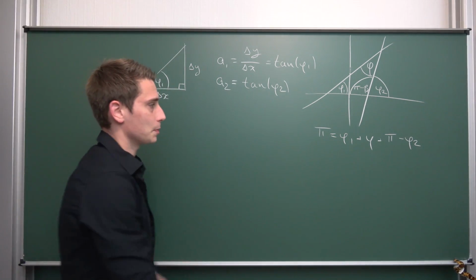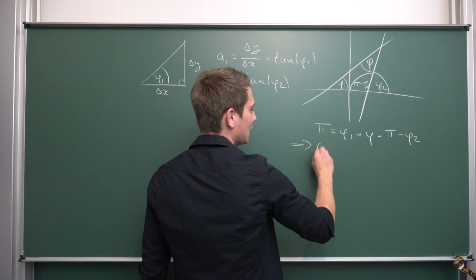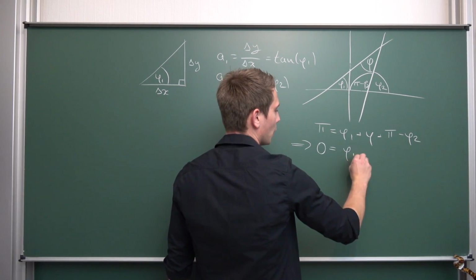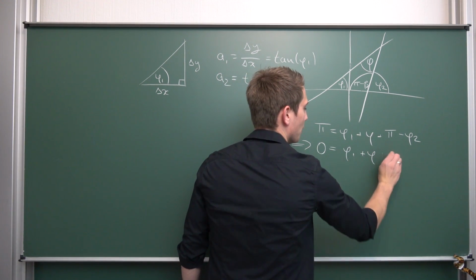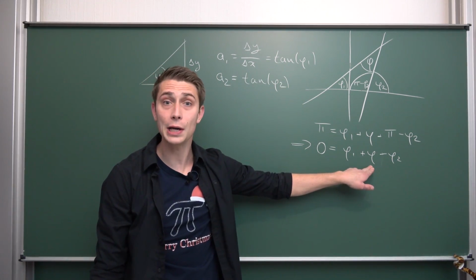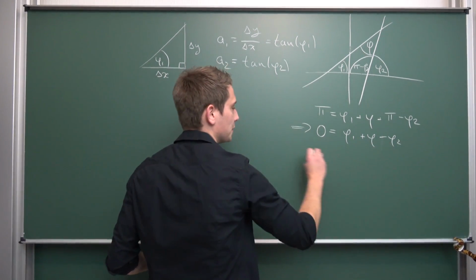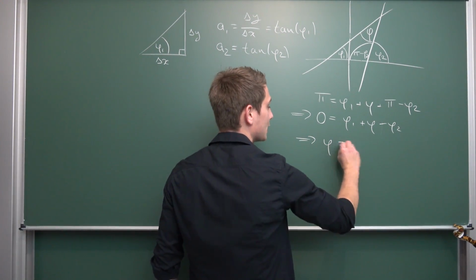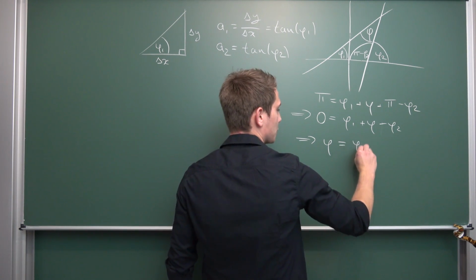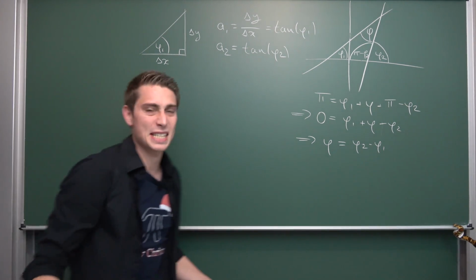And this is kind of good, because pi and pi, we can subtract it on both sides. It's going to cancel out, leaving us with 0 being equal to phi 1 plus phi minus phi 2. And now we can solve for our regular phi without any index, meaning we are going to subtract phi 1 on both sides and add phi 2 on both sides, leaving us with an angle of phi being equal to phi 2 minus phi 1. Okay, but how does this help us?